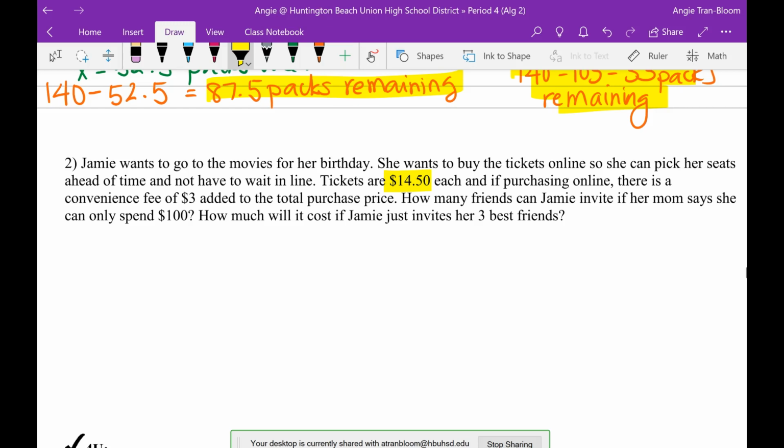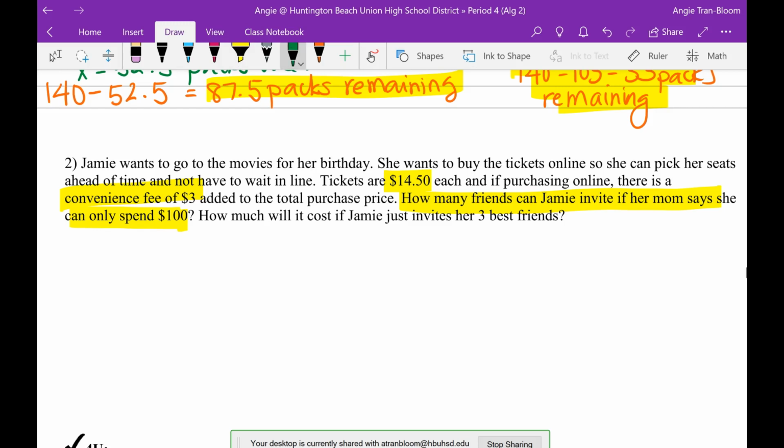Okay. So tickets are $14.50 when you buy online. Well, to avoid the line in the theater, guess how much they charge you for convenience fee? Is it $3 addition to each ticket or $3 total? Total. Okay, and that's very true. $3 total. Question number 1. How many friends can Jamie invite if her mom says she can have $100?